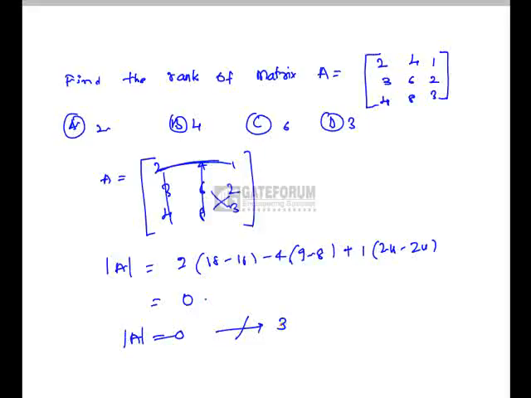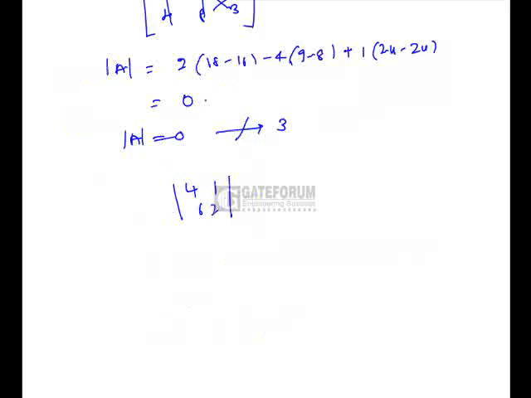Now let us look into the 2 by 2 determinants here. Now let us look into the 2 by 2 determinant 4162, which is equal to 8 minus 6, that is 2, which is not equal to 0. That means there is at least one 2 by 2 determinant whose value is not 0. So the rank of the matrix is 2.